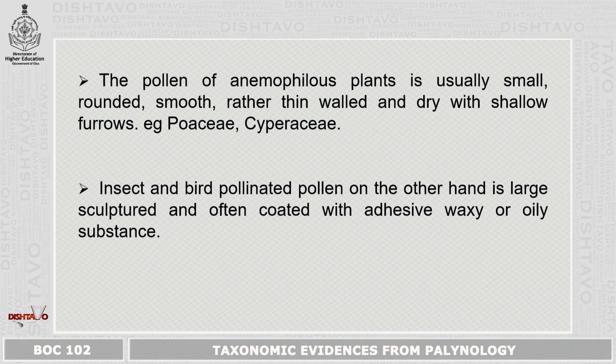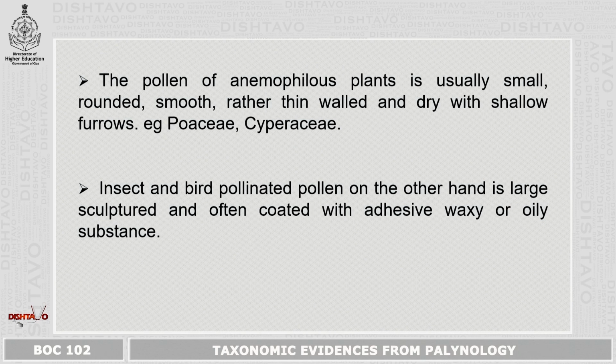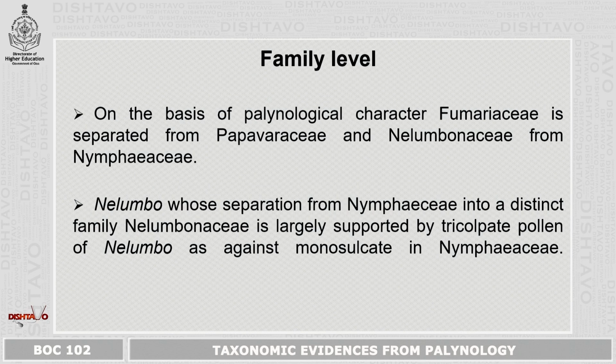The pollen grains of anemophilous plants, the ones which are disseminated by wind, are usually small, round, smooth, thin-walled, dry, seen in the families Poaceae, Cyperaceae. They can be easily disseminated, students, because of their structure like this. Whereas the ones which are disseminated by insects, birds, on the other hand, are large, sculptured, often coated with adhesive, waxy or oily substance.